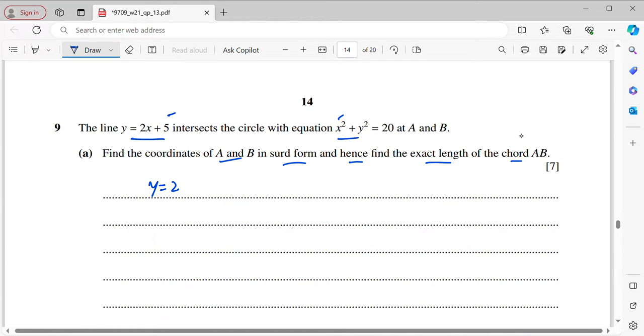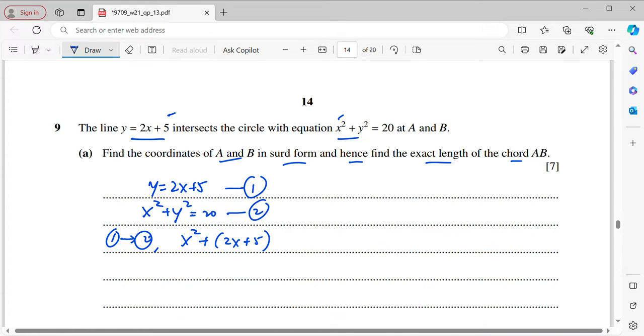So y equals 2x plus 5 as the first equation, and x squared plus y squared equals 20 as the second equation. Now I will substitute the first into the second, which means x squared plus (2x plus 5), which is my y, squared, equals 20. And I'll do the expansion. For the second term, to expand the square, we are using the quadratic expansion.